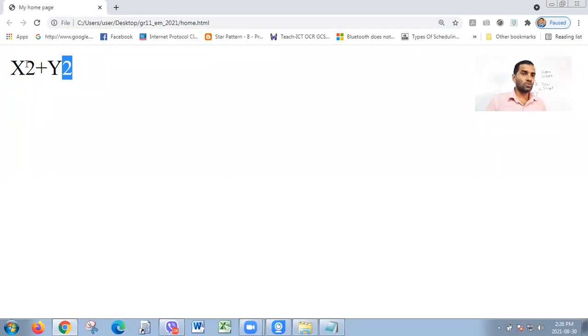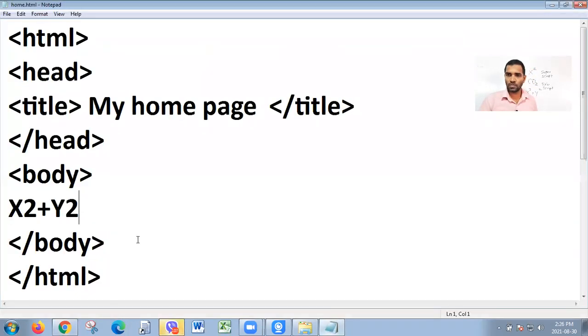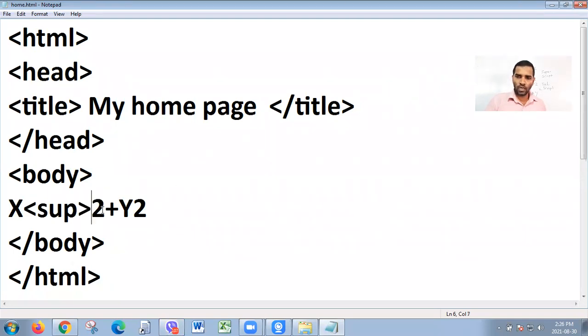Look, both should be displayed little above, right? So it must be superscript. So go to this place. Before 2, you have to insert SUP. But look here, you have to display only the 2 as superscript, not the plus. So immediately after 2, the superscript must be closed. You got the point, right?